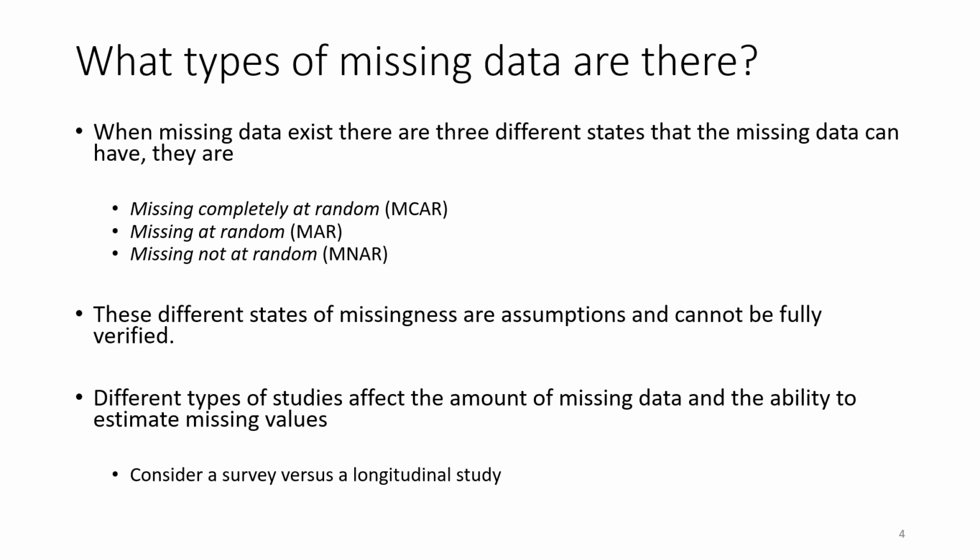Another point I want to make is that different kinds of studies are likely to have different amounts of missing data and are more or less likely to fit one of these three conditions. So, for example, in a typical survey or a correlational study or an experiment, the amount of missing data that you're likely to have is probably going to be limited, perhaps less than 10% of the total data will be missing, and that would be fairly typical.